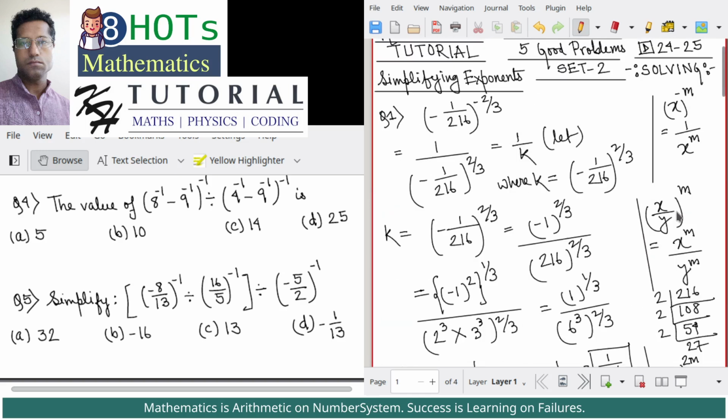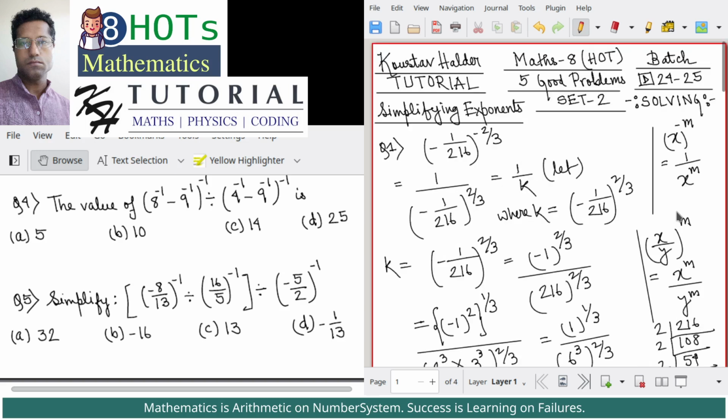I will come up with relatively harder problems in future sets on this topic of simplifying exponents. So please stay tuned for those coming videos. I hope these problems will give you a good understanding of how to apply the laws of exponents and simplify expressions involving exponential terms.